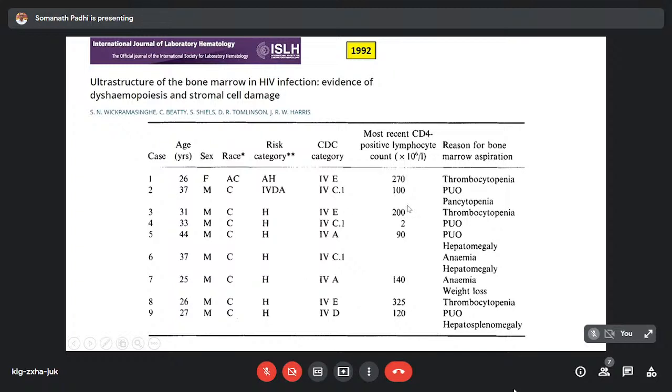and most of these patients had a CD4 cell count of less than 500. You can see that some of them had a CD4 cell count of 2, and some had 90s. All of them had severely reduced CD4-positive T cell counts. And these were the reasons for bone marrow aspiration: thrombocytopenia, pyrexia of unknown origin with pancytopenia, organomegalies, weight loss, and anemia. So the evaluation of cytopenias and pyrexia of unknown origin were the main indications for bone marrow examination in these types of patients.